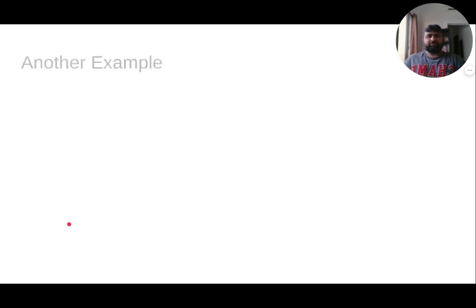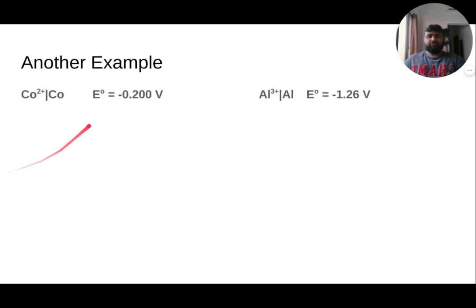Correct? Let's have one more example. Co 2 plus in Co is minus 0.2, Al 3 plus in Al is minus 1.6. They both are negative. Now when they both have the same sign, we need to look at the higher value and the lower value. Looking at the values minus 0.2 and minus 1.6, which one is higher and which one is lower? I'll give you 5 seconds to think. Alright, so minus 0.2 is higher and minus 1.6 is lower.